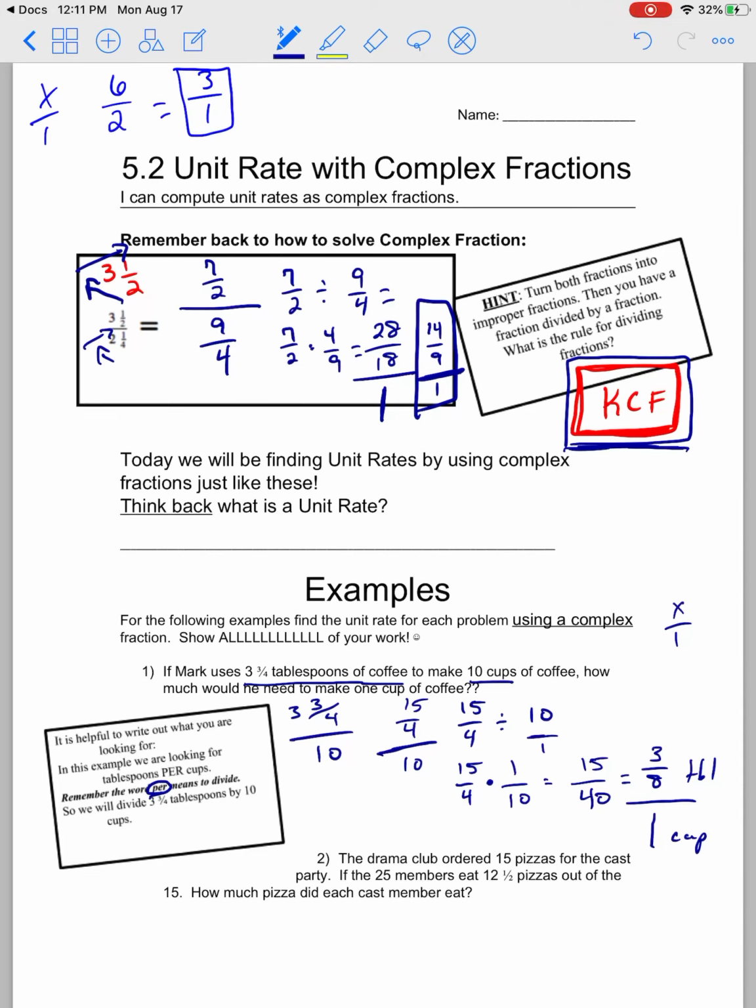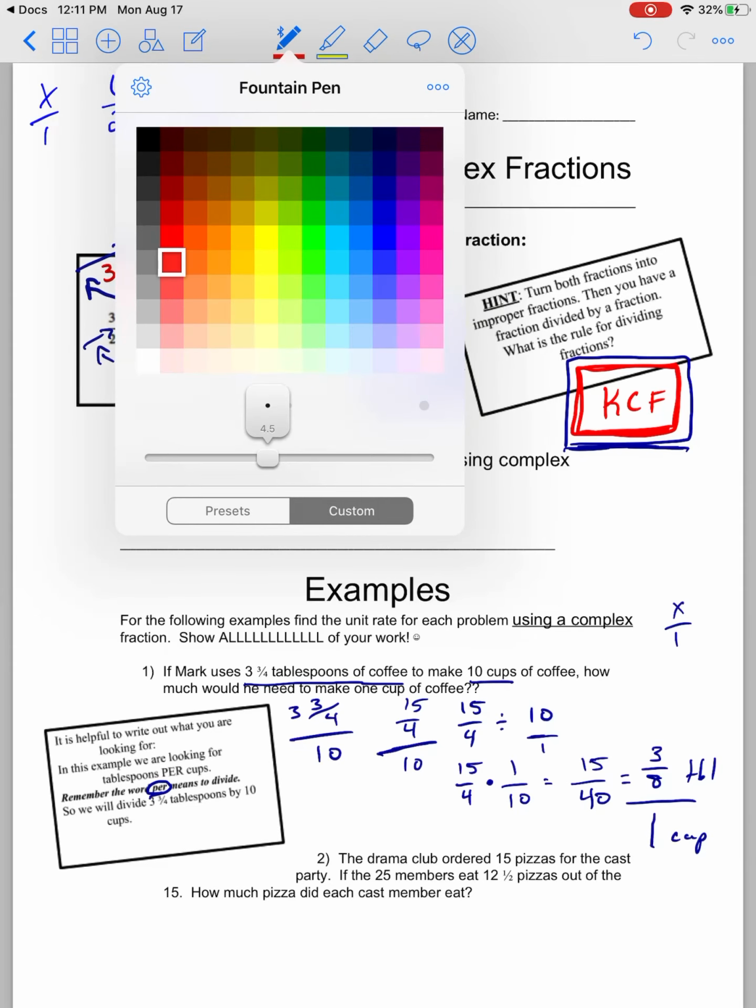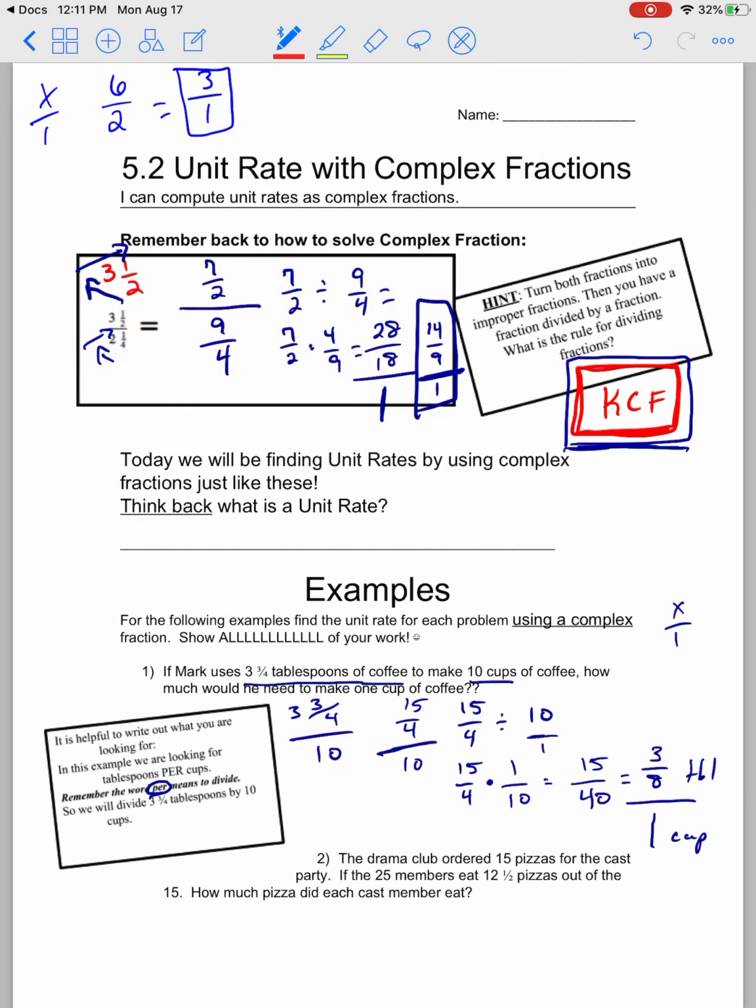What this example is going to show you is to be careful of wording. Watch what's going on, okay? Now let's read the story here. The drama club ordered 15 pizzas for the cast party. If 25 members eat 12 and a half pizzas out of the 15, how much pizza did each cast member eat?